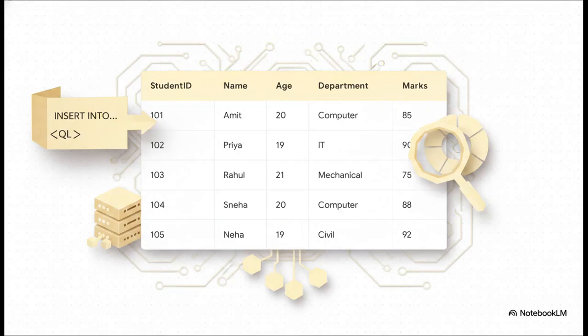And honestly, this is the incredibly satisfying part. If we repeat that command a few times, our totally empty table is suddenly this beautifully organized structure. We've got Amit in computer with an 85, Priya in IT scoring a 90, Rahul in mechanical with a 75, Sneha in computer with an 88, and Neha over in civil with a 92. It is clean, it's structured, and it is totally ready to go.